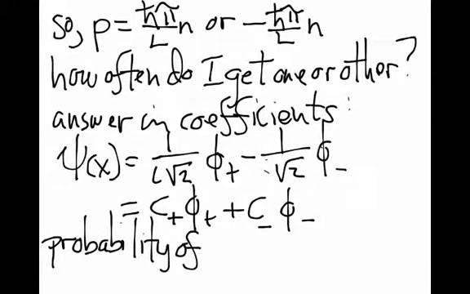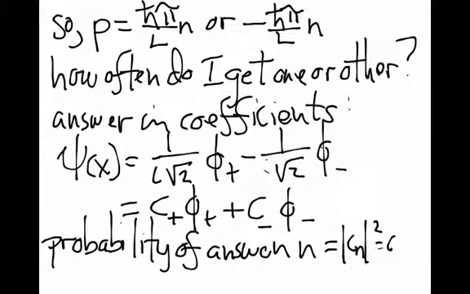And a postulate of quantum mechanics is that the probability of finding a given answer, for a coefficient c n, is equal to the magnitude of that coefficient squared. And remember, that magnitude squared means you take the complex conjugate of a coefficient and multiply it by the coefficient. That deals with the fact that there are some imaginary numbers in this thing.